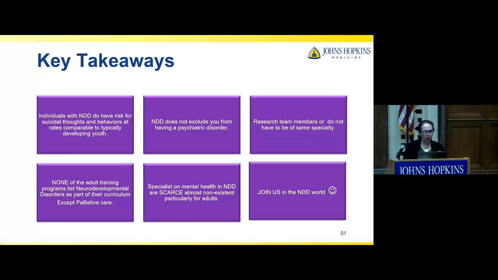None of the adult training programs list neurodevelopmental disorder as part of their curriculum, except palliative care. There are 130 specialties and subspecialties accredited by ACGME that use best practices. The requirements only have a list of common program requirements, and the didactic topics are pretty much open and flexible to plan them. Only a handful of programs that are pediatrics or palliative care involve education in neurodevelopmental disorders. Specialists in mental health in NDD are scarce, almost non-existent, particularly for adults.